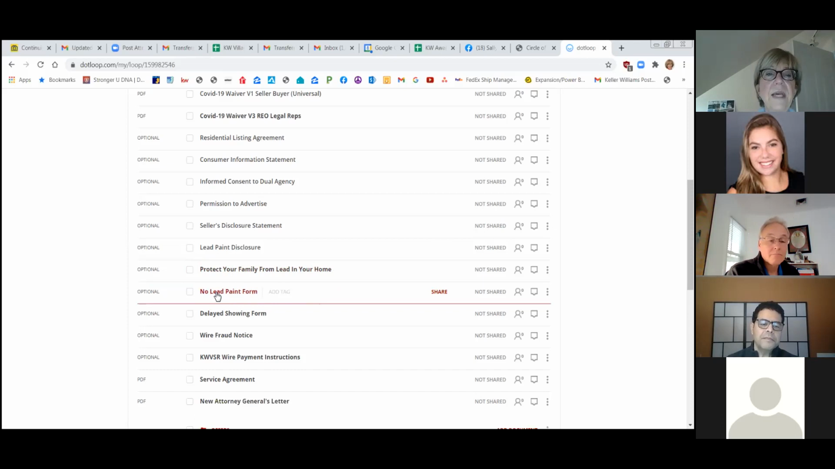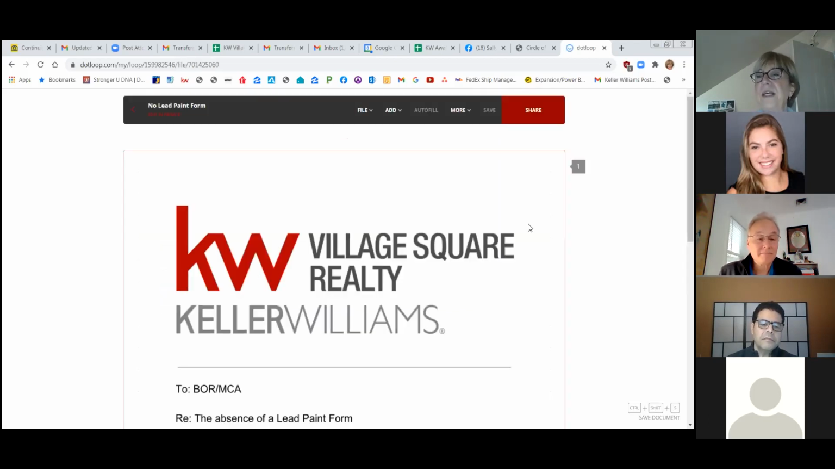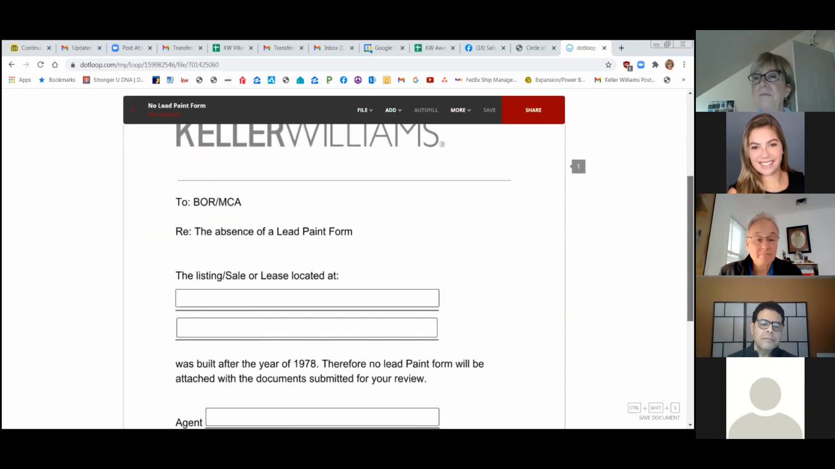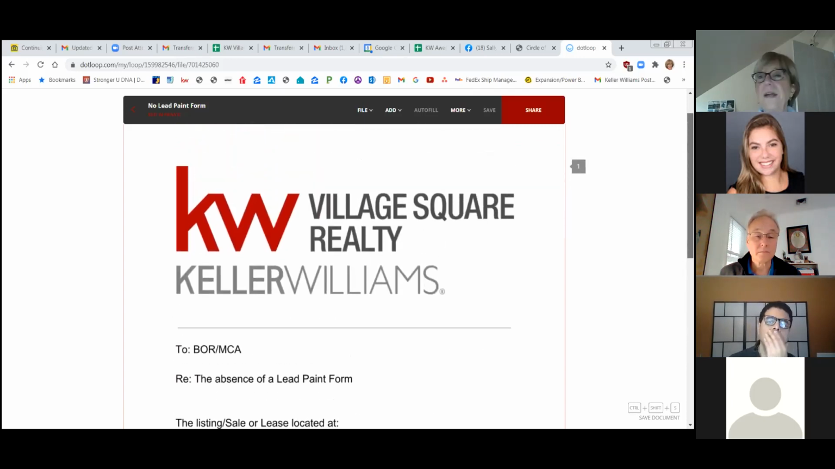And then this next form is just a creation by Sally, because sometimes when I look at a loop and I don't see the lead paint form filled out, I don't know, did they just forget to fill out the lead paint form, or it doesn't apply? So I just ask, if you're selling something that was built after 1978, just fill this in with the address and sign it. So I know, okay, I don't have to bother Roddy.